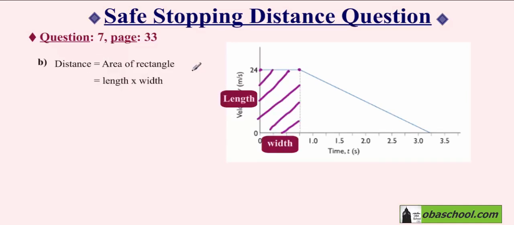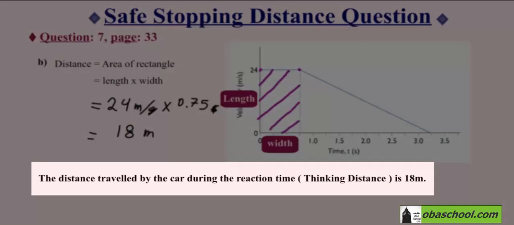We notice that it has the shape of a rectangle, so we have to get the area of a rectangle that is equal to length times width. From the graph, we get the length 24 meters per second, and the width is 0.75 seconds. And the final answer is 18 meters. Here the seconds unit is cancelled with each other. So the distance traveled by the car during the reaction time, the thinking distance, is 18 meters.